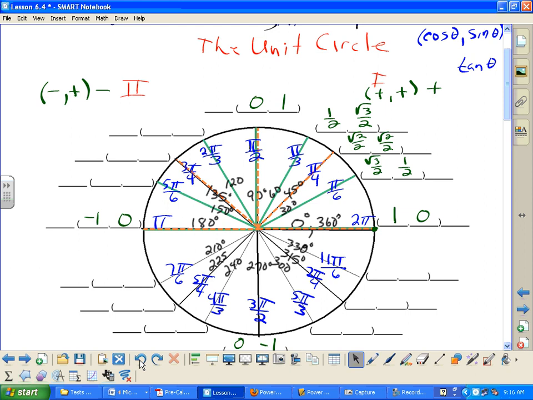150 degrees is how far from 180? 30. So whatever the 30-degree angle numbers are here, I'm going to use them over here. I'm just changing the sign. Same with 45 and 135. Same with 60 and 120. So all I have to do in the second quadrant then is make the x values negative. Y values are still positive.